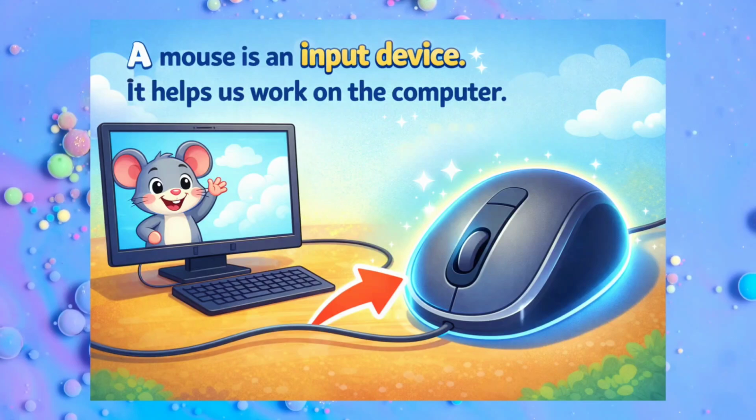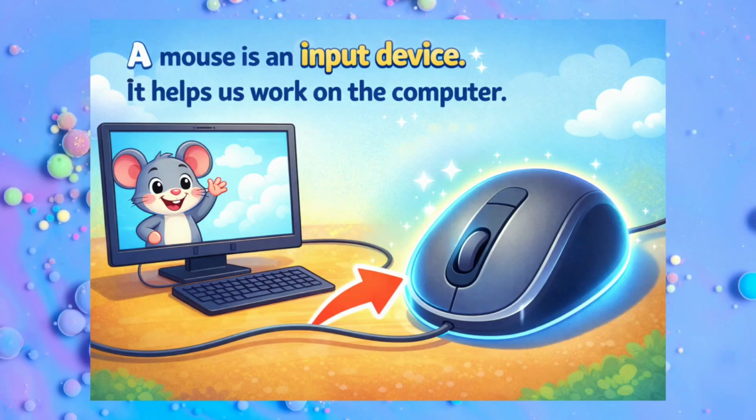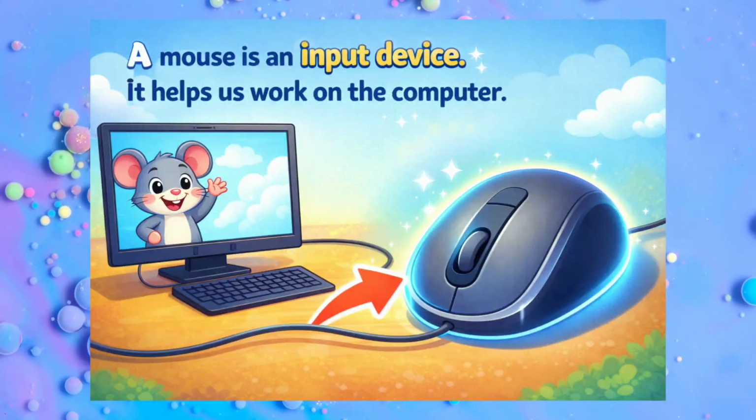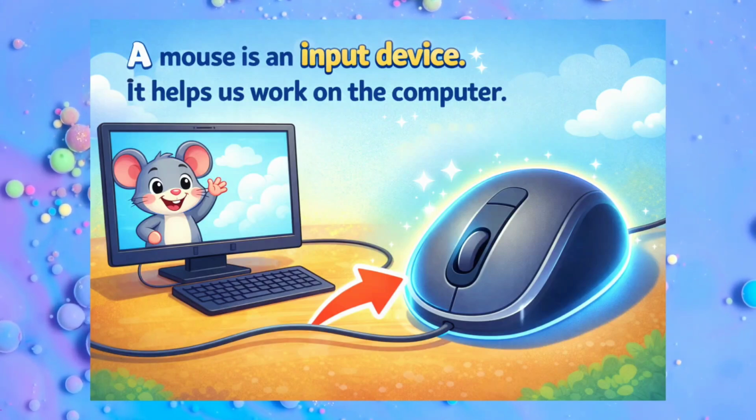Next, what is a mouse? A mouse is an input device. Input device means it helps us give work to the computer. With a mouse, we can click, draw and play. Mouse helps us work on the computer.